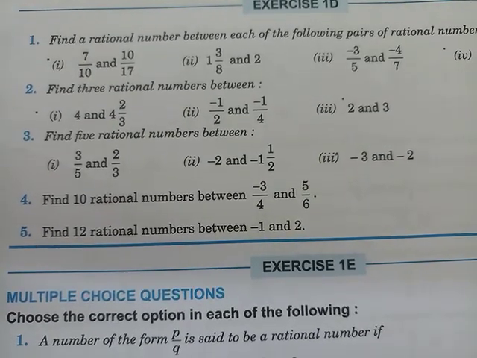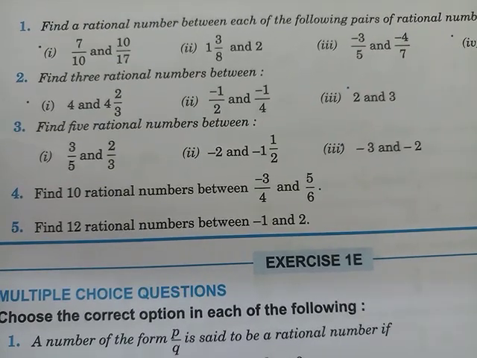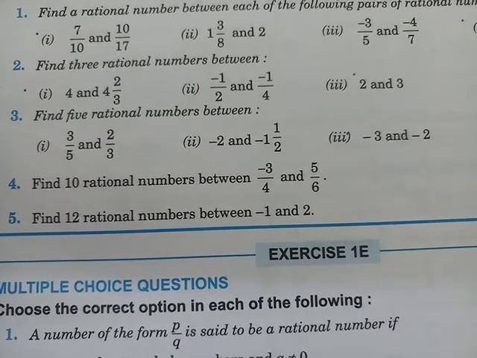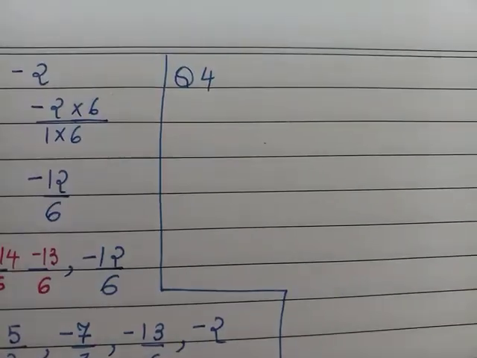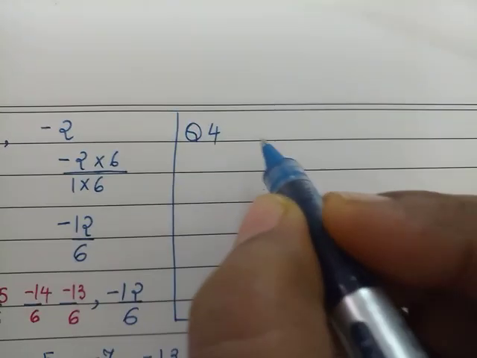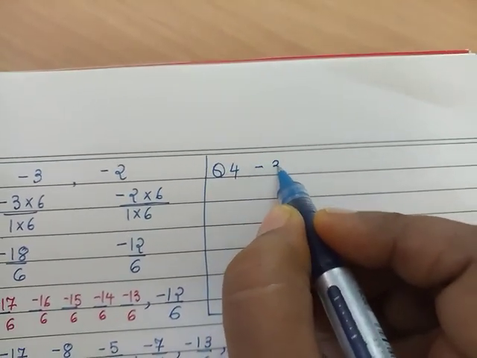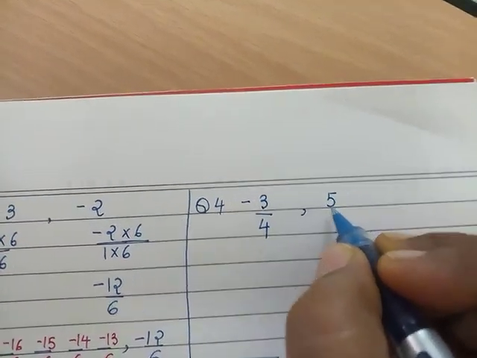Then we start with question number 4. They are saying find 10 rational numbers between -3 by 4 and 5 by 6. Let's see how to do it. Question number 4. The given rational numbers are -3 by 4 and 5 by 6.